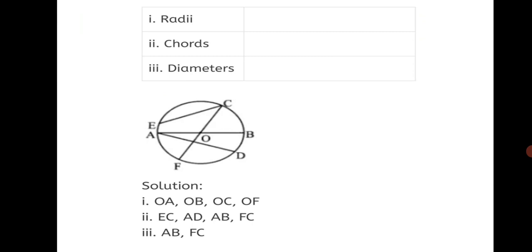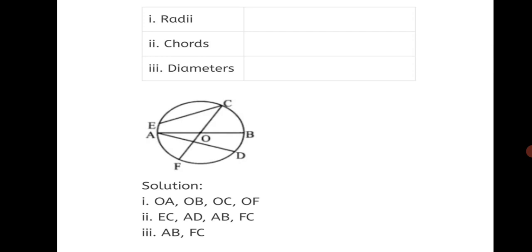Next, we have to locate the chords. So the chords are EC, AD, AB, and FC. So next to chords, you can write the names of the chords.